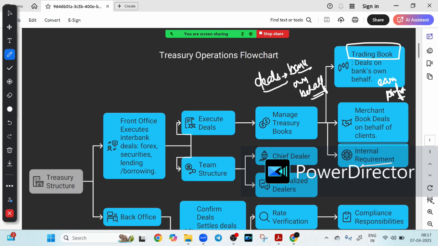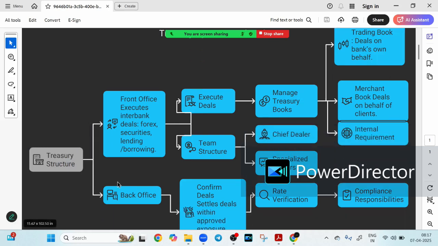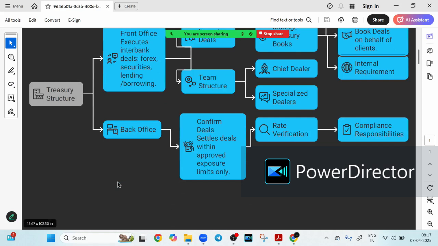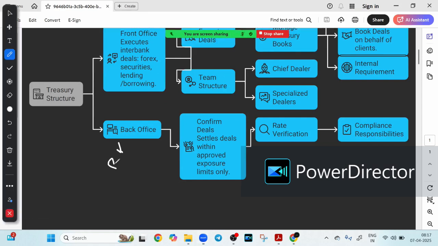Now friends, let's move to the back office. At the bottom you will see the back office. The back office is called the silent powerhouse. In a single word you can say they are like a silent powerhouse. Why do we call them the silent powerhouse?